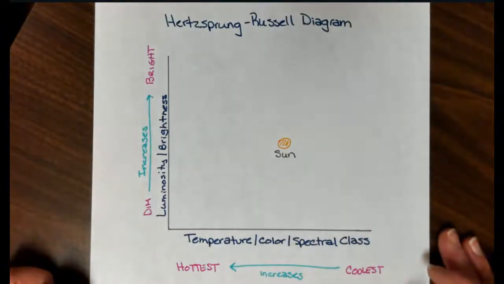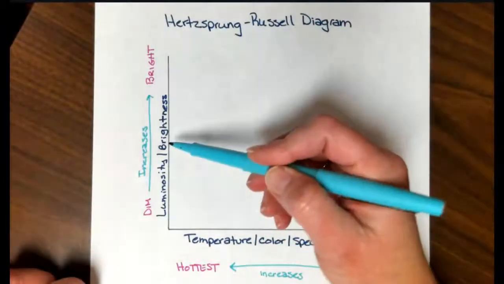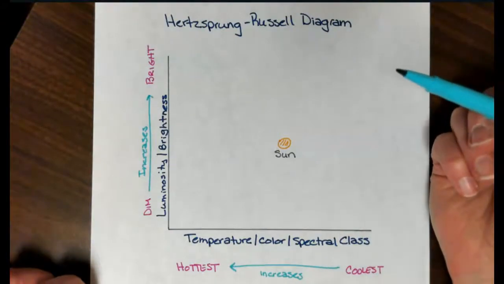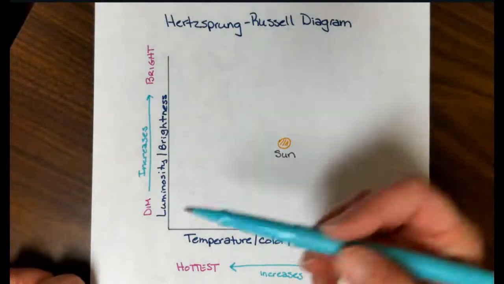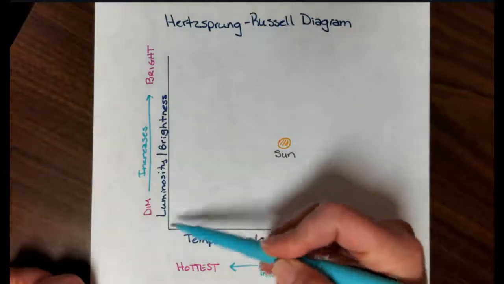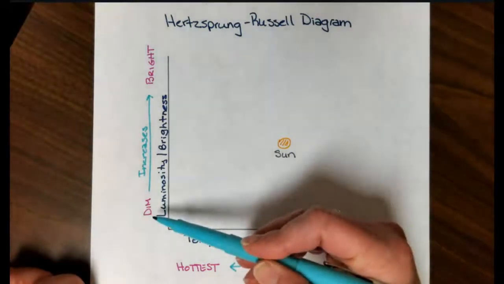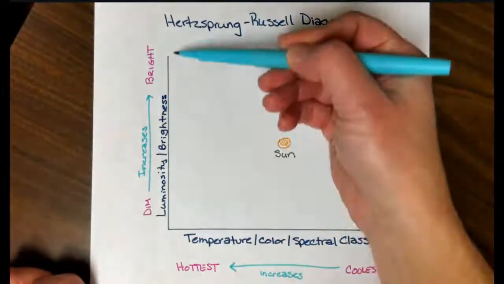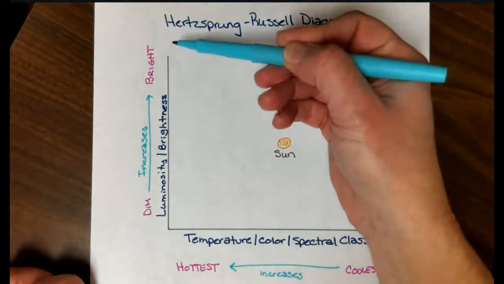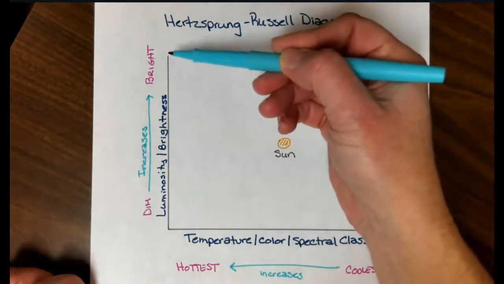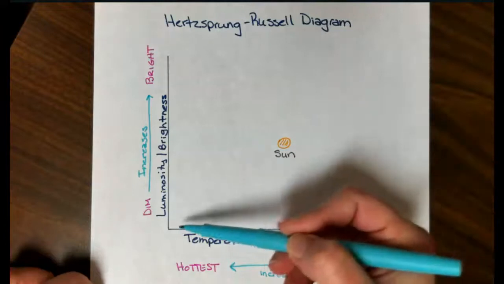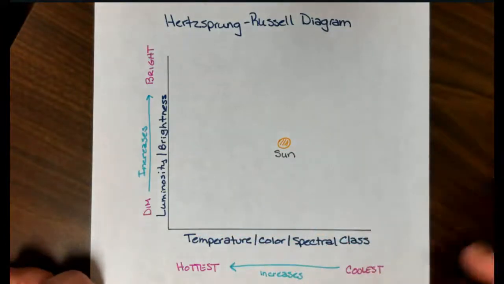Now, the y-axis is for your luminosity, or brightness. When we look at reading the brightness, at the bottom, the stars are the least bright, or said to be dim, and brightness increases as you go up. So when you look at a star at the top, it would be considered very bright. At the bottom, very dim or less bright.